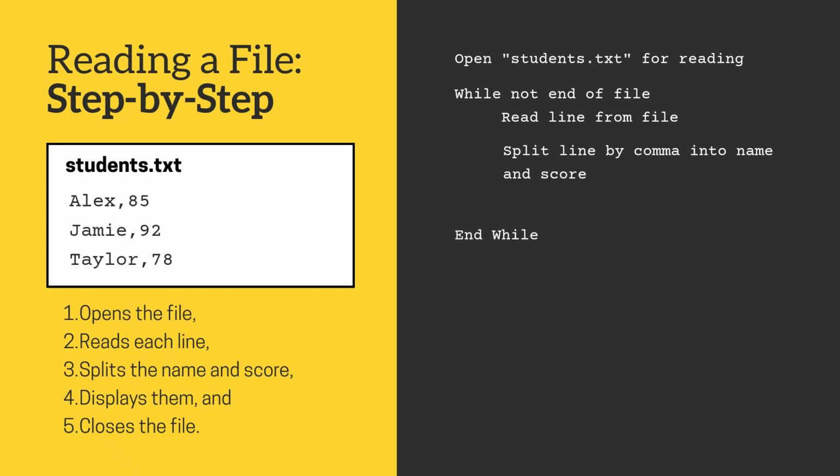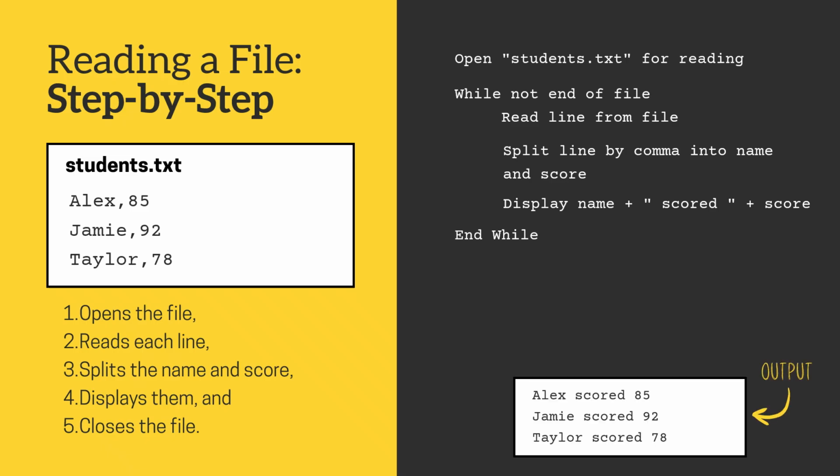Okay, now getting back to our steps, we can show the information to the user at this point, and that's where this display name, scored, plus score comes in. This is going to produce output such as this: Alex scored 85, Jamie scored 92, Taylor scored 78. And then finally, we close the file to finish our program with close and then whatever the name of the file is. So this is the full pseudocode together. That's it, your basic file input logic.